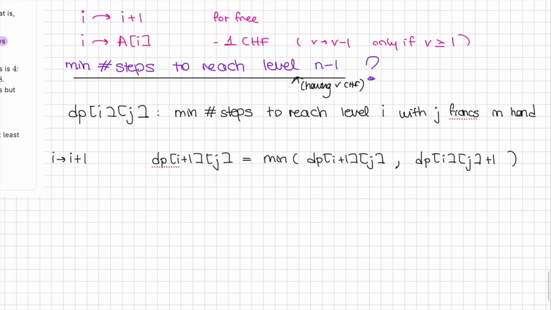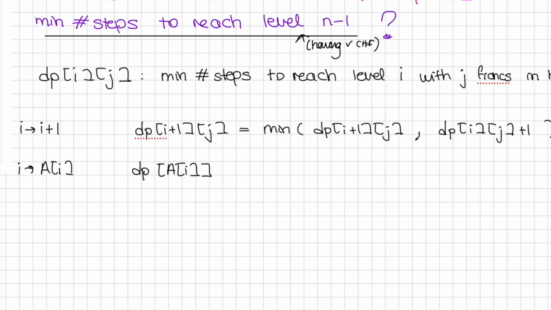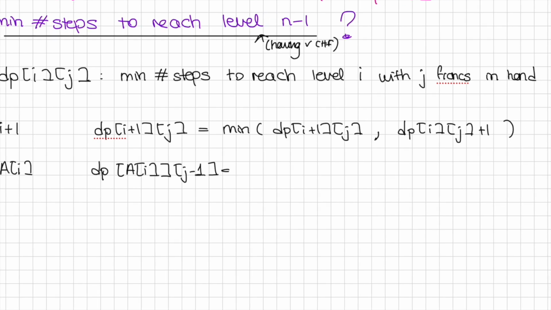The other thing that we could do is to go from i to a[i]. So what is our DP entry for a[i]? Here you need to say j minus 1, because we're actually going to use a franc for this. This would be equal to the minimum of dp[a[i]][j-1] and dp[i][j]+1.